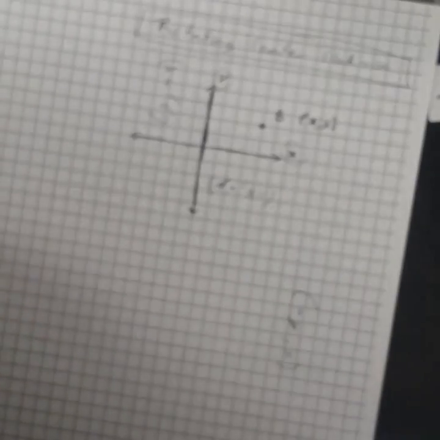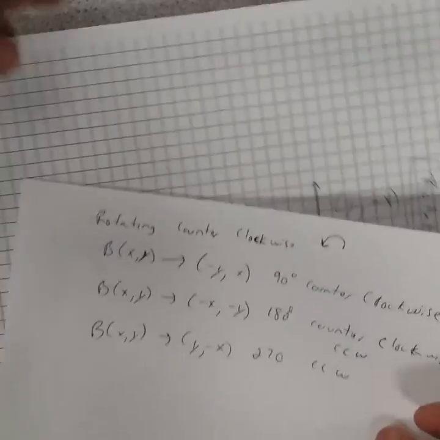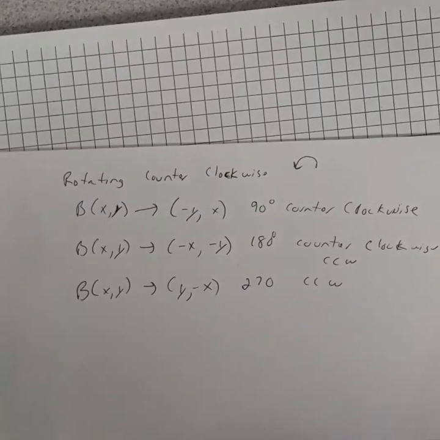counterclockwise. If you rotate it 360, you go back to the same place. So 360 doesn't change, it's still X, Y. But those are the 3 formulas for counterclockwise rotation. I'll copy that down someplace and have that as a note.